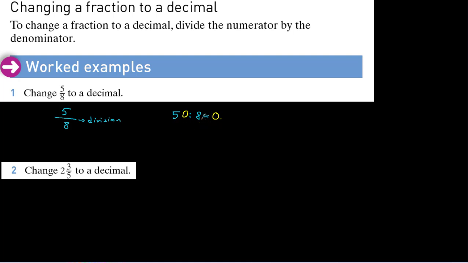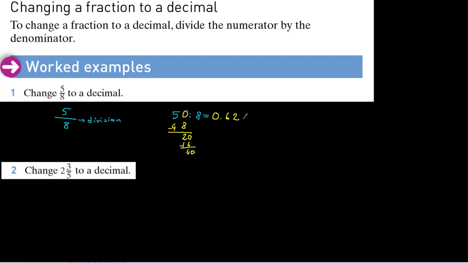Okay, now in 50, how many times do we have 8? 6 times. 6 times 8 is 48. When we subtract, it's equal to 2. In 2 we don't have 8, so I'm going to write one more 0 here. But since we have written the decimal point already, we are not going to write it again, and we continue the operation. In 20 we have 2 times 8, which is 16. When you subtract, it's equal to 4. And in 4 we don't have 8, so we add one more 0.